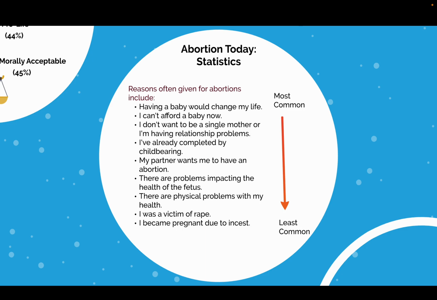Now, reasons that are often given for abortions include, from most common to least common, having a baby would change my life. It's one of the most common reasons. I can't afford a baby now. I don't want to be a single mother, or I'm having relationship problems. I already completed my childbearing, and so I have the children I want. My partner wants me to have an abortion. There are problems impacting the health of the fetus. There are physical problems with my health. I was a victim of rape, or I became pregnant due to incest.